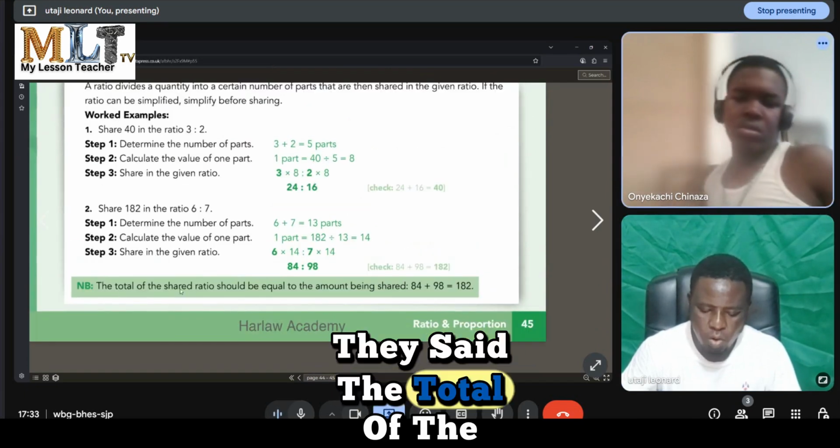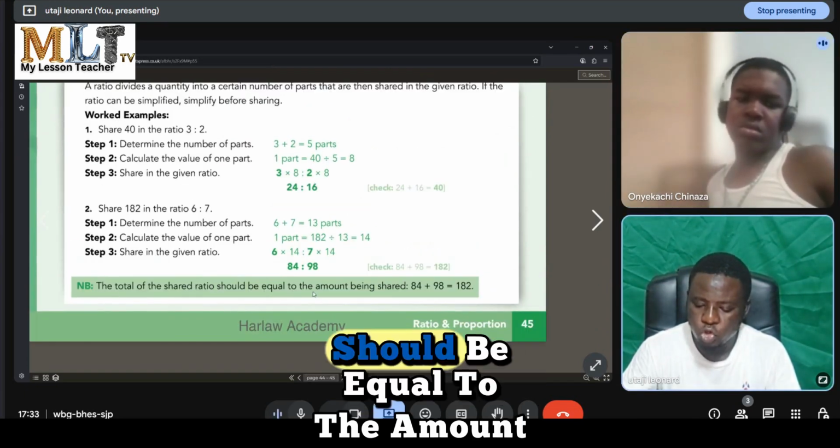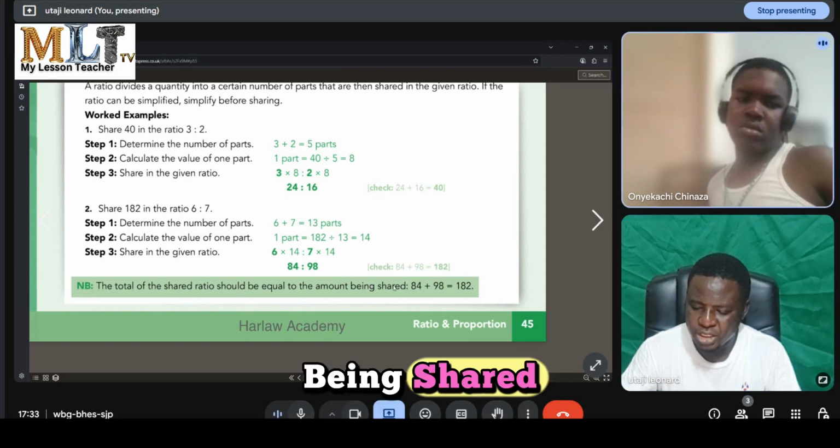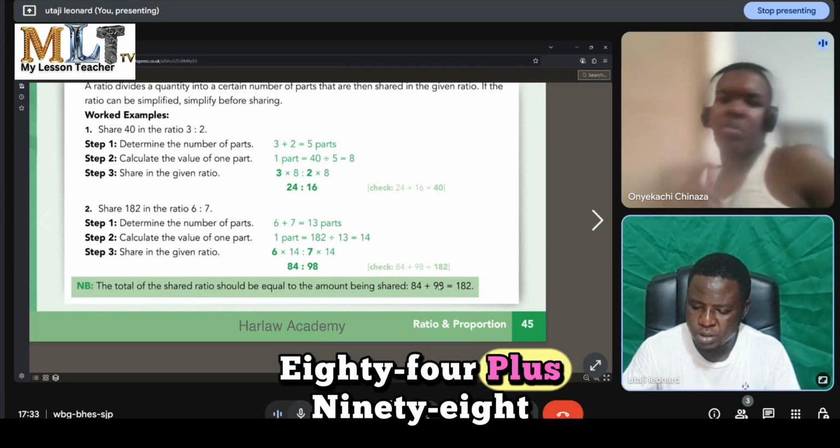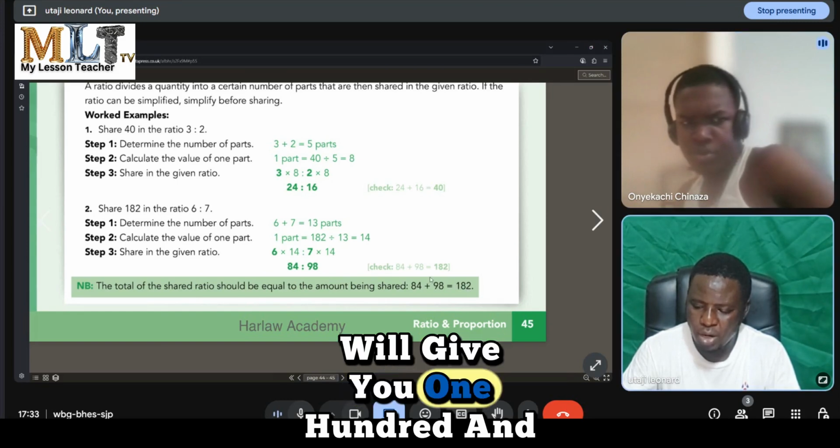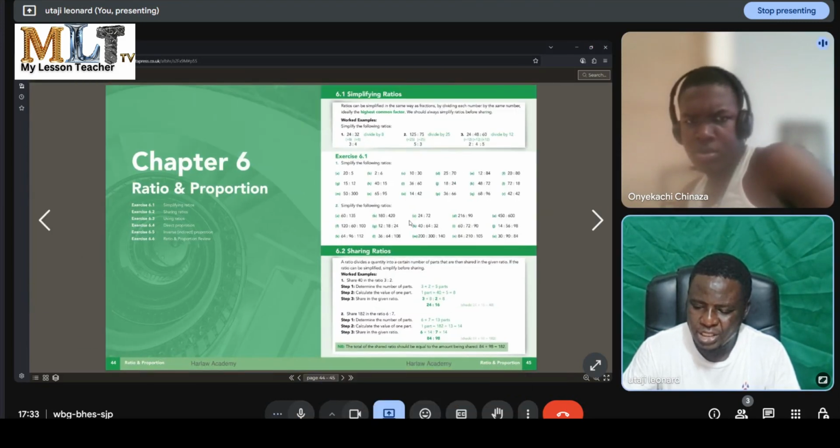They said the total of the shared ratio should be equal to the amount being shared. That is 84 plus 98 gives you 182. Is that clear?